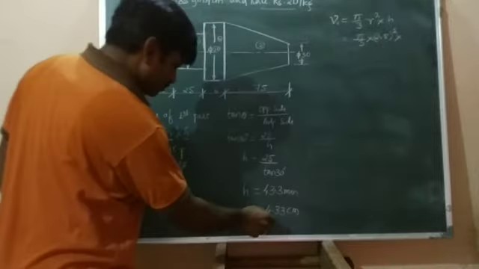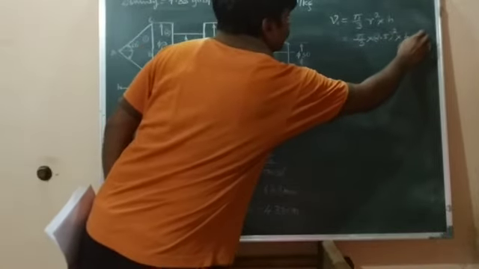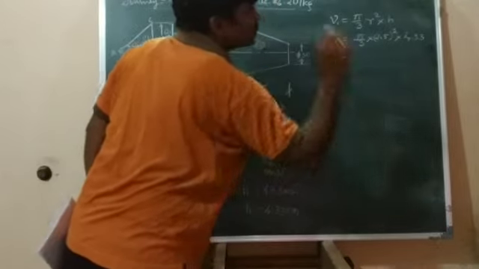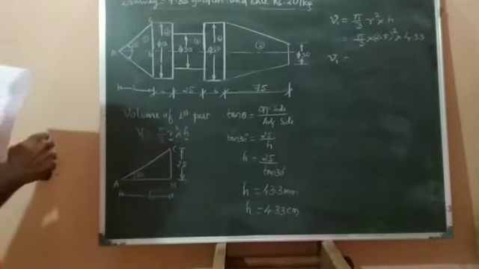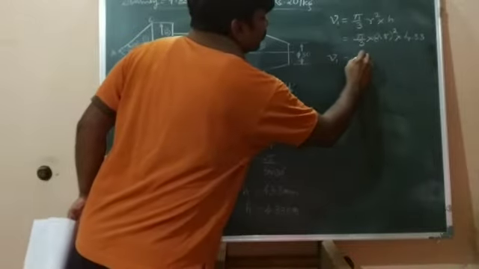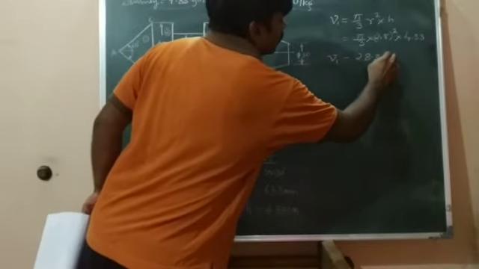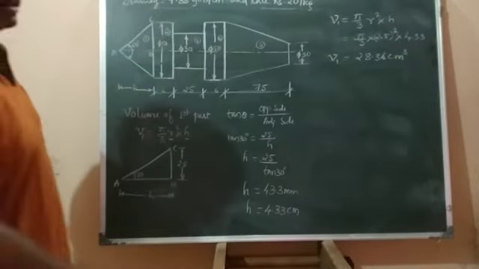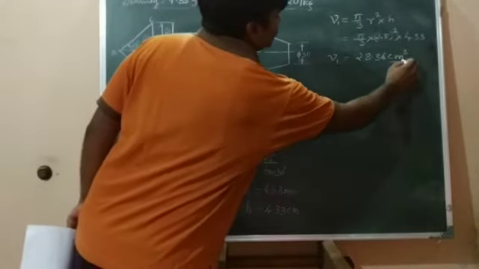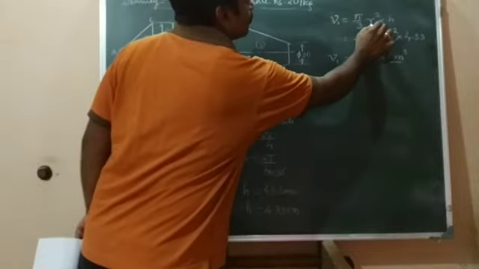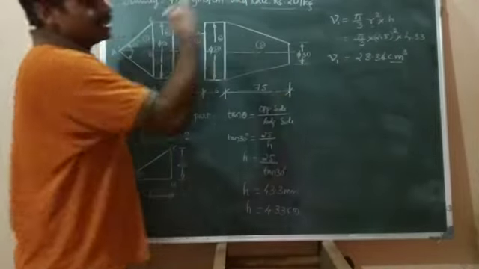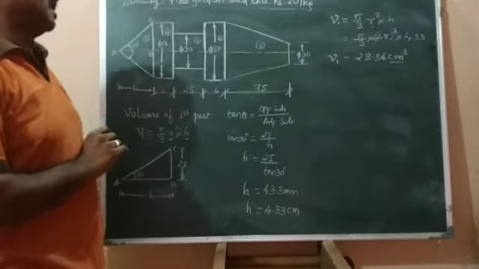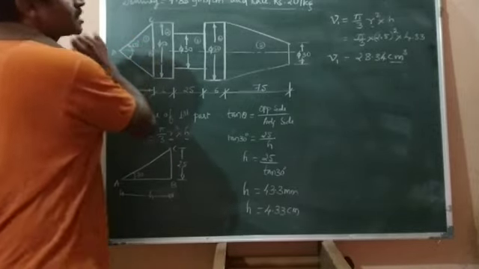H, we just found the value of H, 4.33. Now if you calculate this, it will be around 28.34 centimeter cube. Now the unit of volume is centimeter cube, since we have taken the values of R and H in centimeter, so you will get the unit of volume in centimeter cube. So that is the volume of the first part.